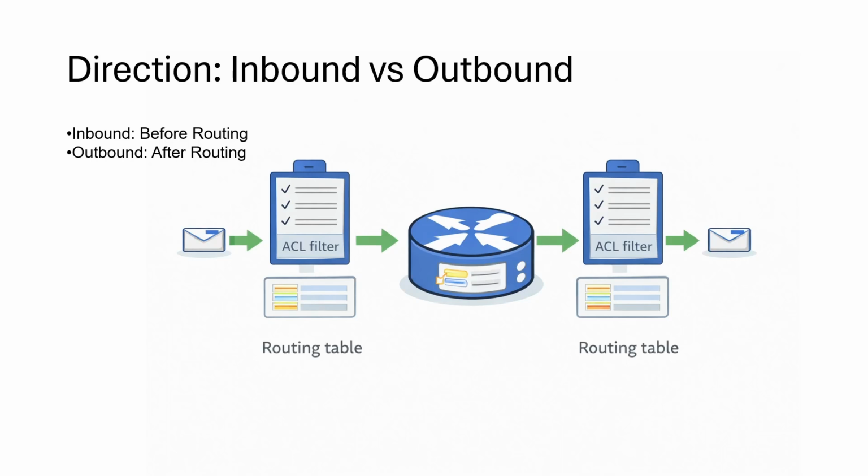Now, direction: in versus out. Direction is always from the point of view of the router interface. Inbound means packets are checked as they enter the router on that interface. So the router receives the packet and filters it before routing it onward. But outbound means the packets are checked as they leave the router on that interface. So the routing decision happens first and then the packet is filtered as it exits. The simple mental model is that inbound equals stop it at the door before it enters the building, and outbound is stop it at the exit before it leaves.